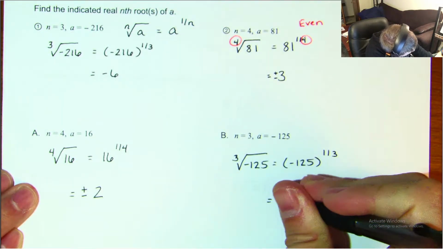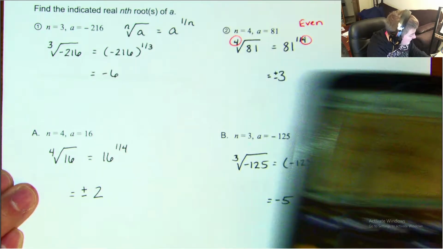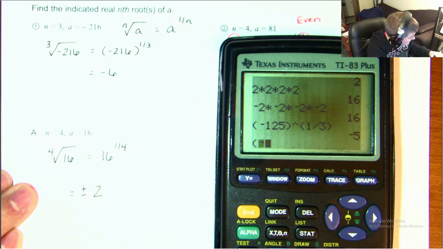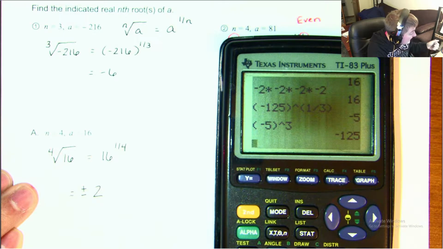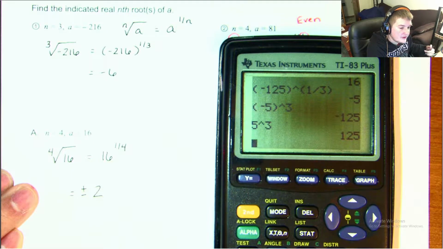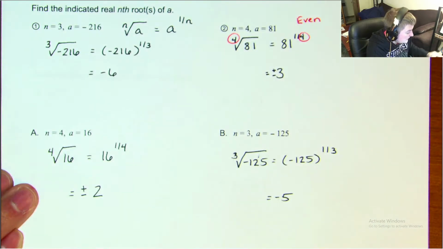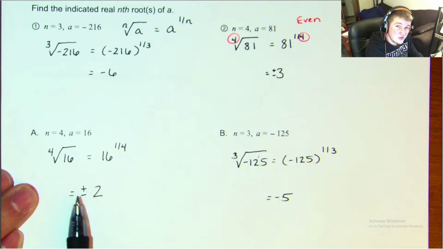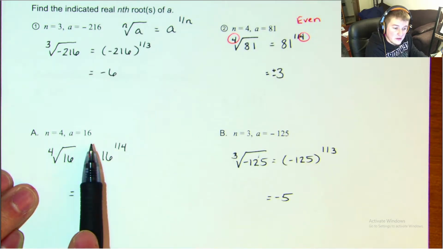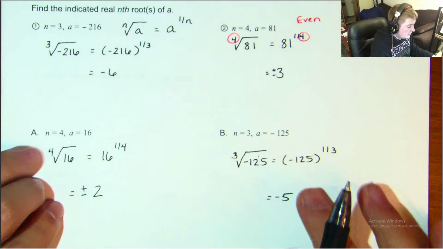And we can check. We can multiply negative 5 by itself 3 times, or we can take negative 5 to the 3rd power, and that's negative 125. As opposed to if I took 5 to the 3rd power, that's positive 125, so that isn't the same. That's why this one is strictly negative 5 and this one is plus or minus 2. This one has 2 answers because they both end up working. This one only has 1 answer because only one of them really ends up working.